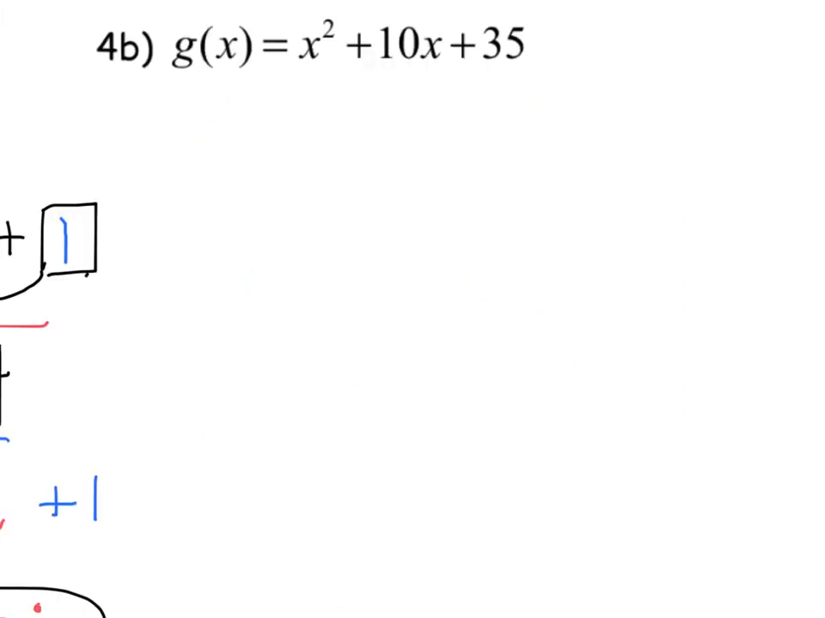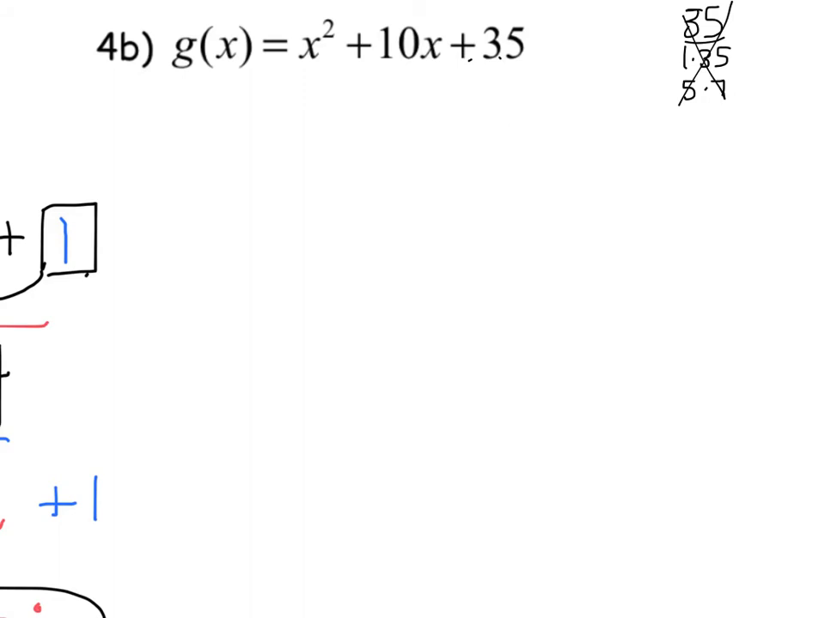So let's try solving for b. Let's just try factoring first. Let's find the factors of 35 that add up to 10. 1 and 35, 5 and 7, and that's it. So it doesn't look like that's going to work. So we've got to complete the square again.